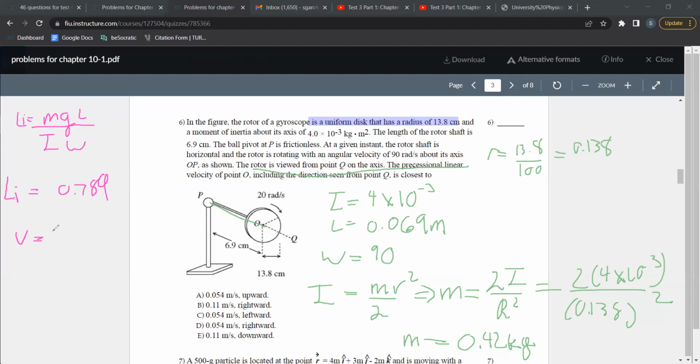Now that we have that, we multiply for velocity. We have our original 6.9 times 10 to the negative 2, which is the same as what we were given there, times our 0.789. And that'll essentially sum up to being 0.054 meters per second. And this is positive, so it is rightward. Our answer is D. Whoops, that is an ugly D. All right, and that's number 6.